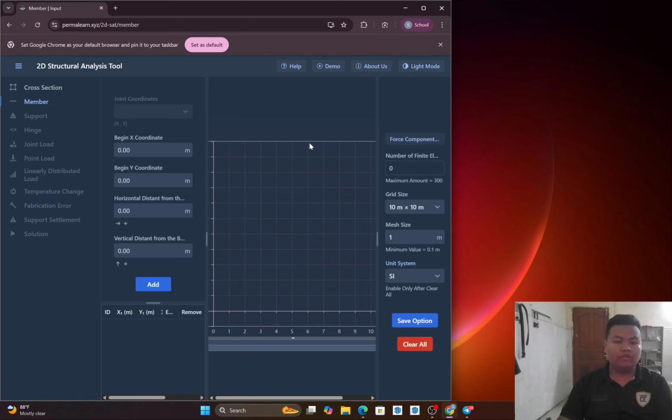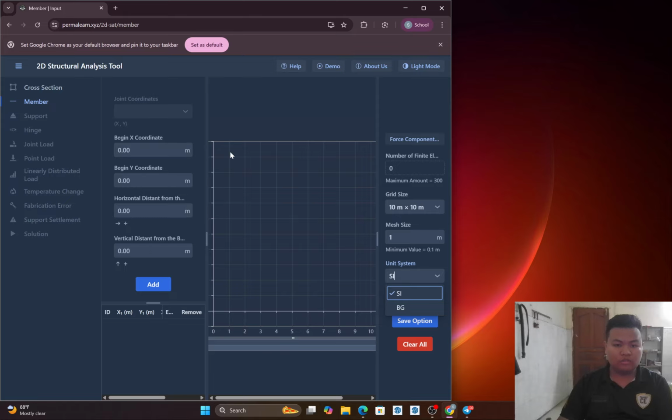So first let me introduce the tool in PermaLearn. You can see at the left hand side there are lots of toolbars. It contains member, support, hinge, joint load, point load, linear distributed load, and the last is the solution display. And on the right hand side we have grid size, mass size, and also the unit system. We can change it also, but nowadays we use SI, so I put SI as normal. And this part is a very important part because we have to type the data of the exercise into it.